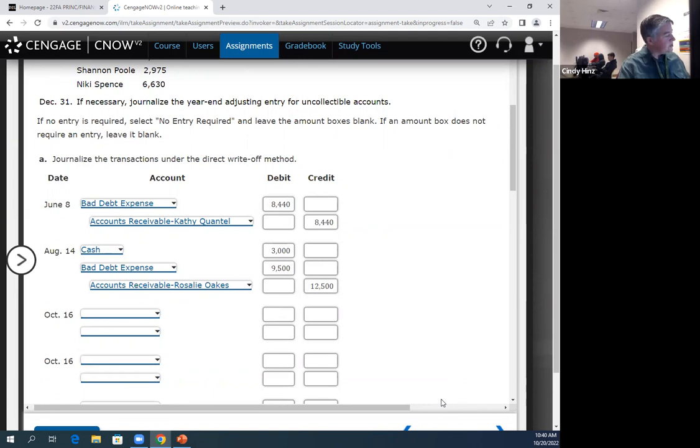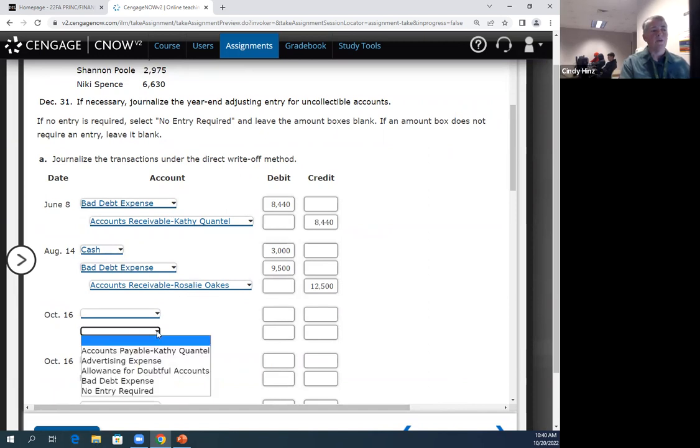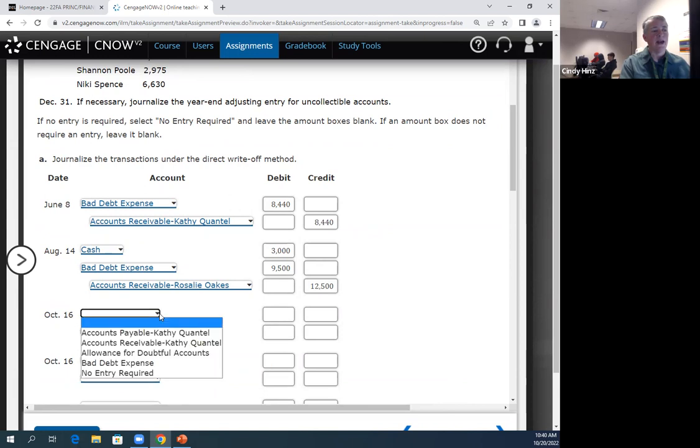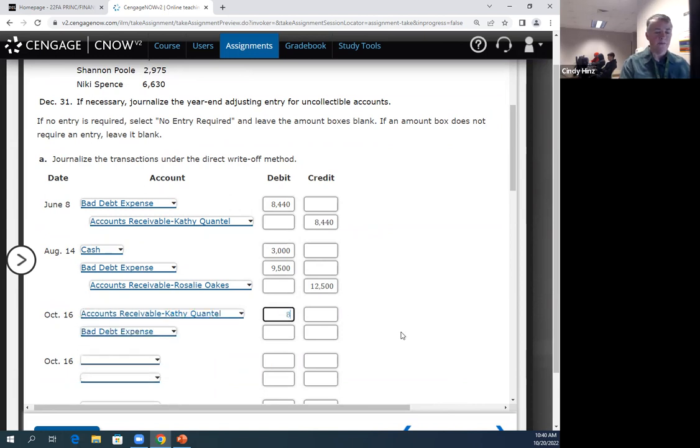So the first thing we need to do is get that account back on our books. So basically what we are doing is reversing this entry from June 8th. We were a little hasty in writing off that account, so we want to put it back on our books. We credit bad debt expense, that removes that expense from our income statement. We debit accounts receivable, that puts her account back on our books, and it shows, hey, she owes us that money again. But the only reason we're doing that is because she actually paid us.